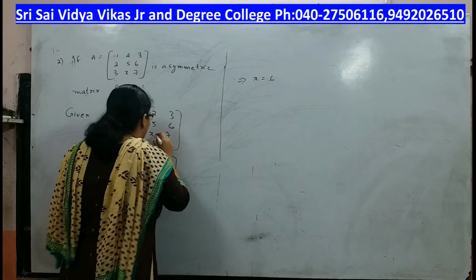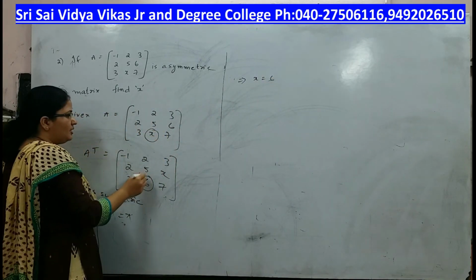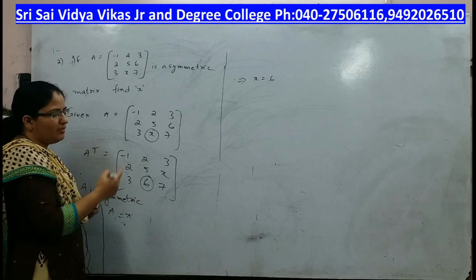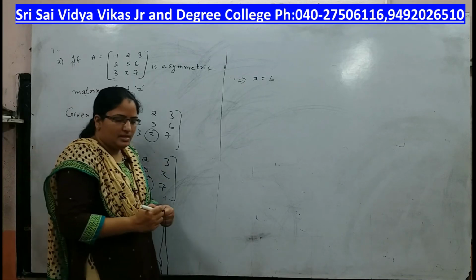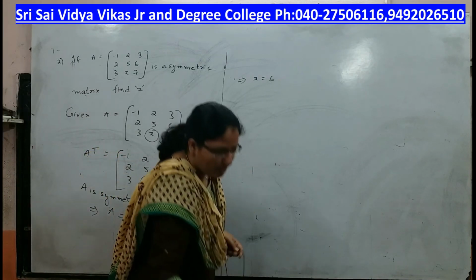What is the position of x? What do you have in the x place? You have 6. So the value of x is equal to 6. Let's discuss the next problem.